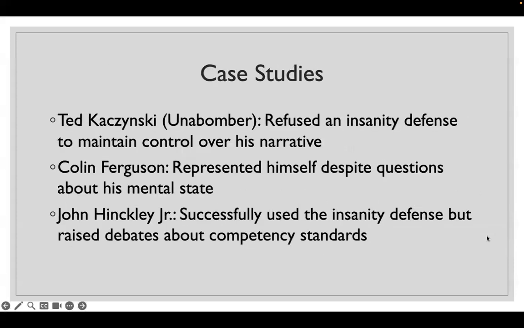So, some of the case studies I wanted to include in this presentation, like Ted Kaczynski. I might be saying that wrong. He was the Unabomber. He actually refused an insanity defense to maintain control over his narrative. This was similar in the Dylann Roof case, where he refused the insanity defense because, it was noted, he also wanted to control the narrative. Of course, the media and the prosecution can bring up whatever they see fit, within legal boundaries.